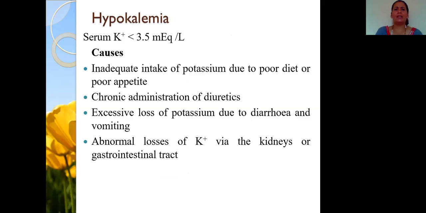Now we come to the next condition, that is hypokalemia. When the level of potassium is less than 3.5 mEq per liter, the condition is called hypokalemia. Some of the causes are inadequate intake of potassium due to poor diet or poor appetite, chronic administration of diuretics, excessive loss of potassium due to diarrhea and vomiting, and abnormal loss of potassium via the kidney or gastrointestinal tract.